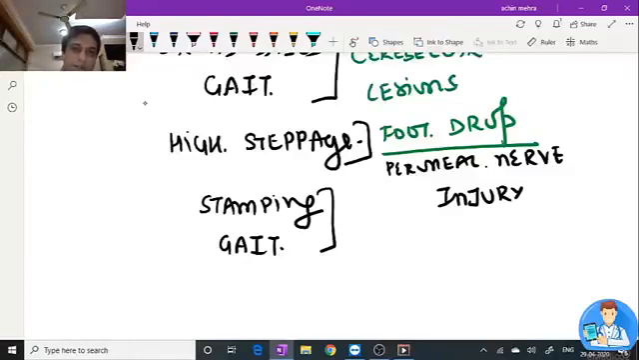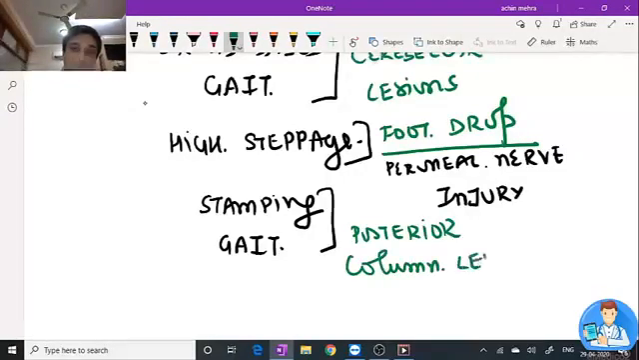Okay. Stamping. Now this is something important. Stamping gait is seen in patients with a posterior column lesion. Now write this down. In posterior column lesions, we typically find a stamping gait.